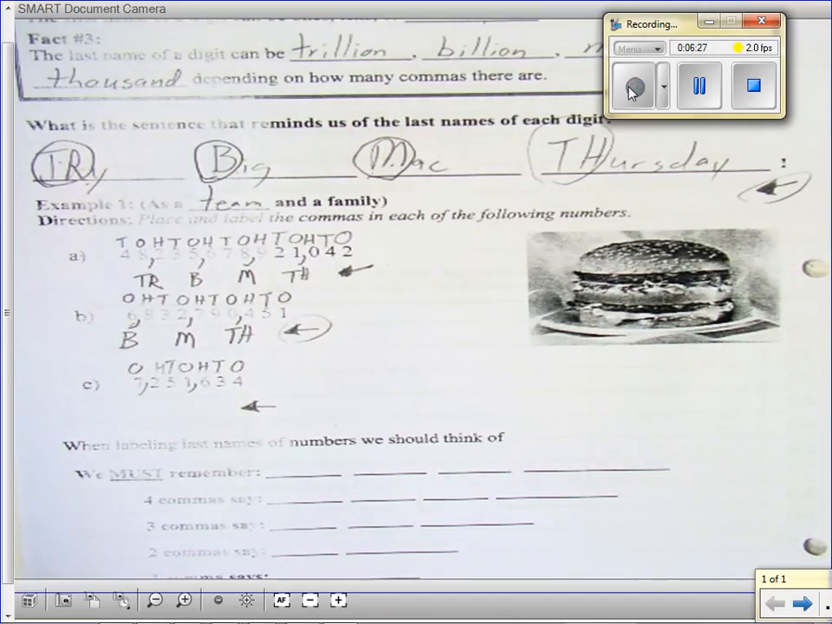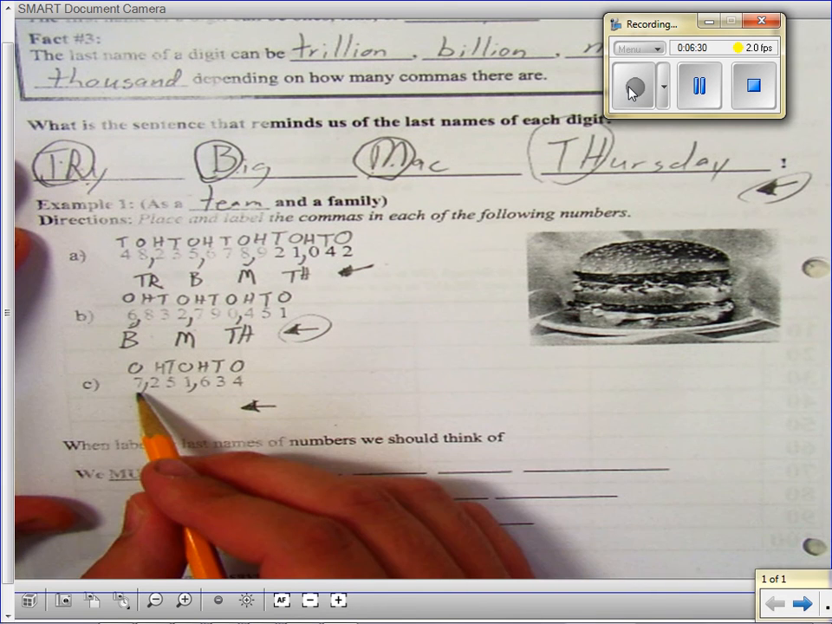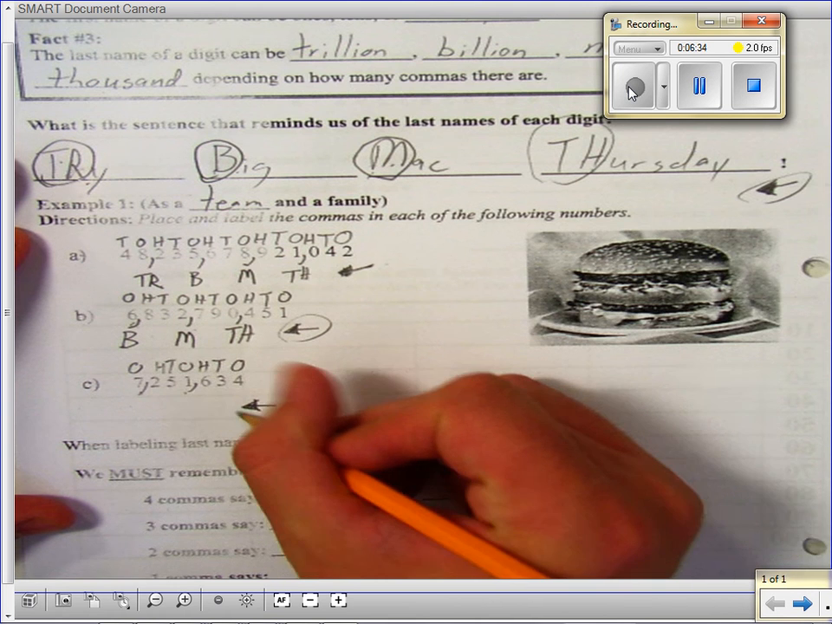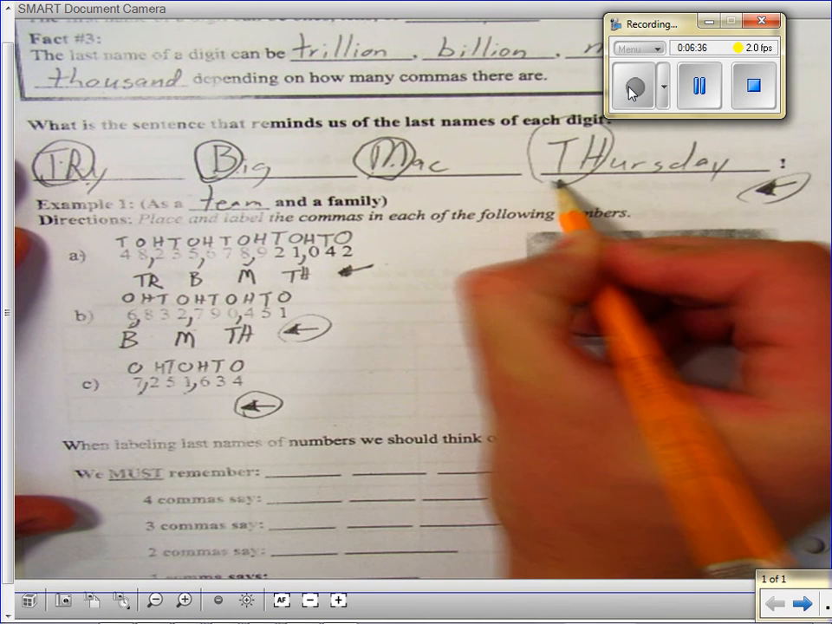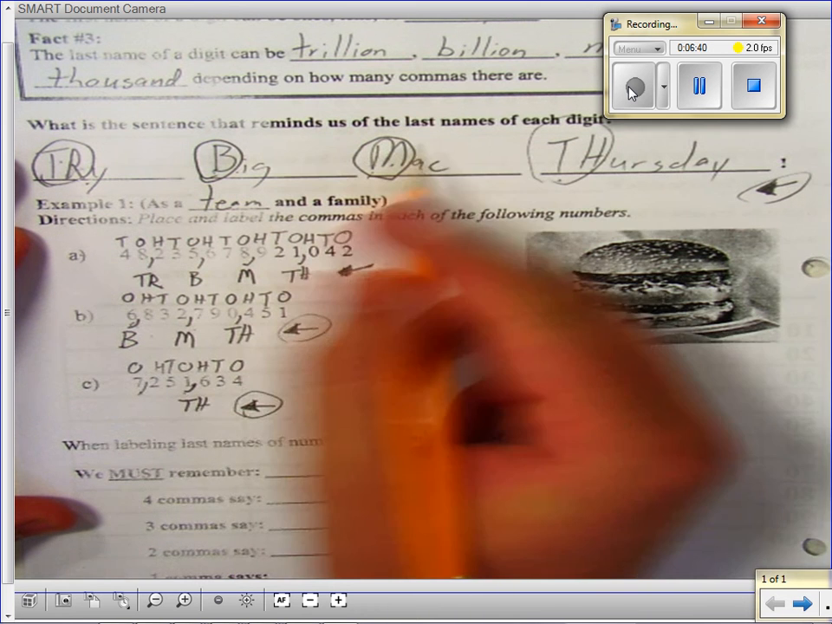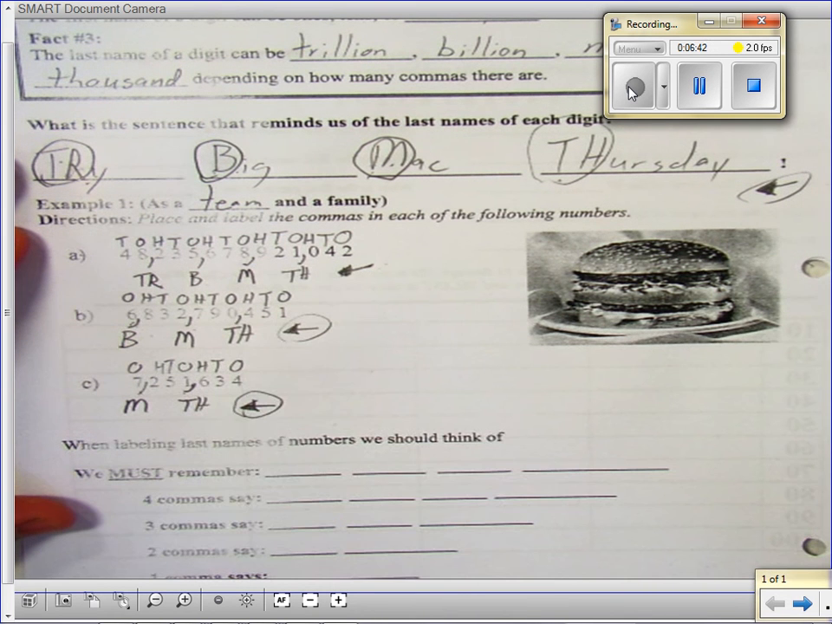Now we need to name the commas. There's only 2 commas, so we're only going to use 2 names. Because we start on the right and move to the left, the first comma's name is going to be thousands. The second comma's name is going to be millions.